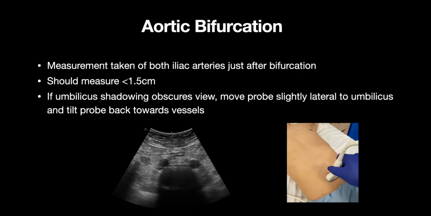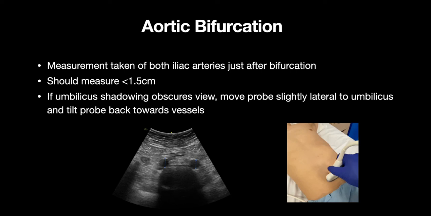Finally, if we come down a little bit more, just below the level of the umbilicus, we can see the aortic bifurcation. Now, here we need to measure both of the iliac arteries and take the measurement just after they've bifurcated. Our binary question, or one of the binary questions as we mentioned earlier, is are the iliac arteries less than 1.5 centimeters? And that's the question we want to answer.